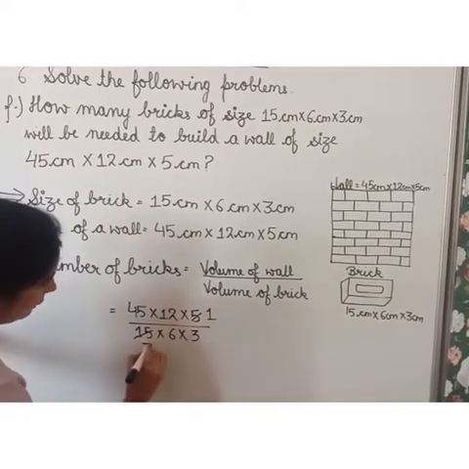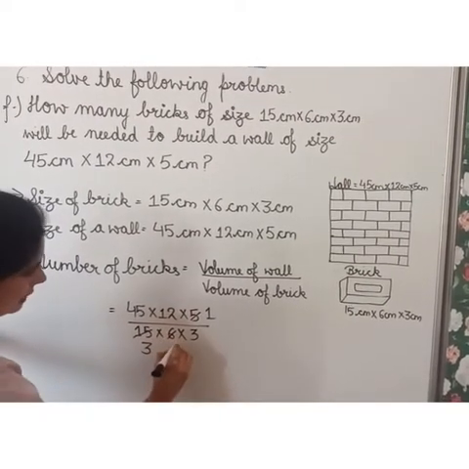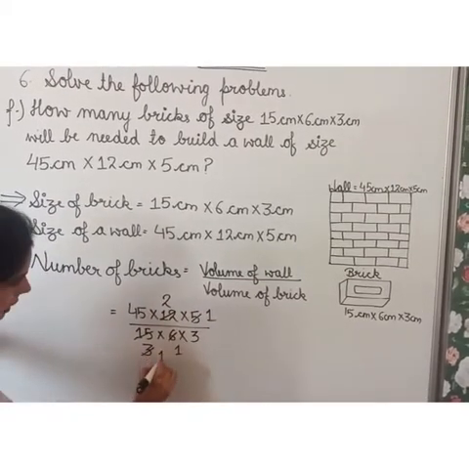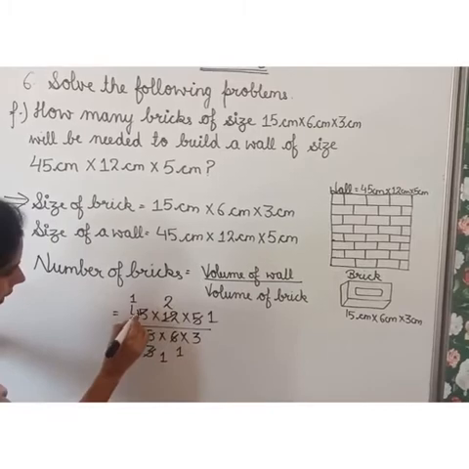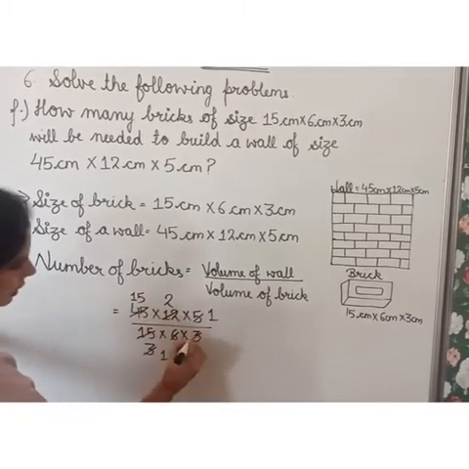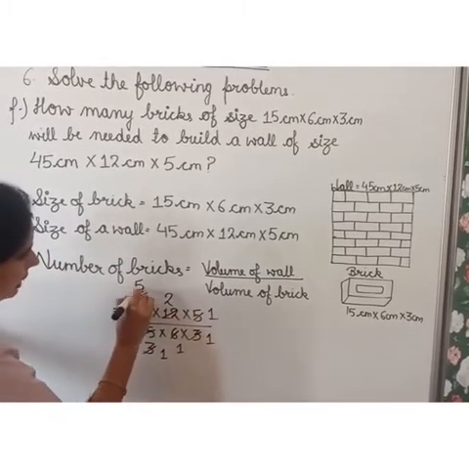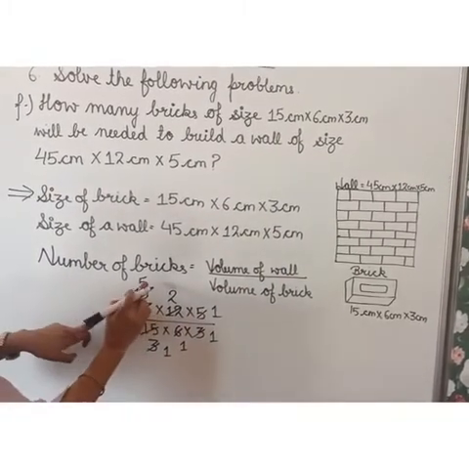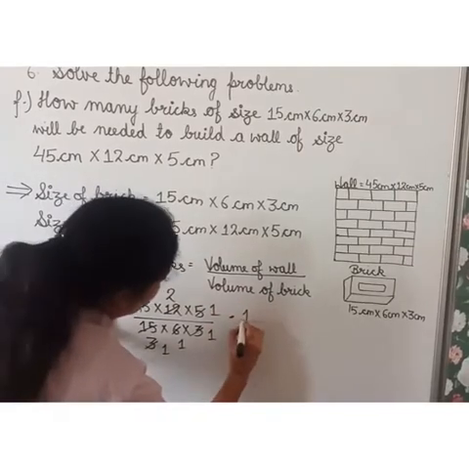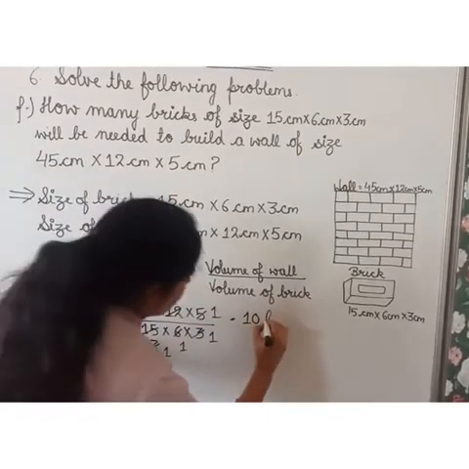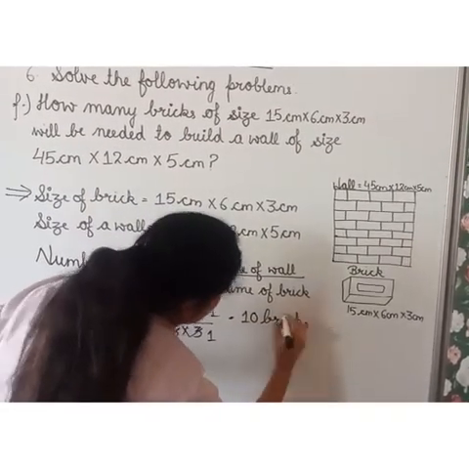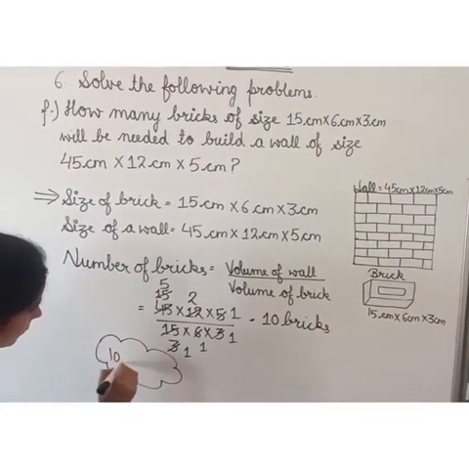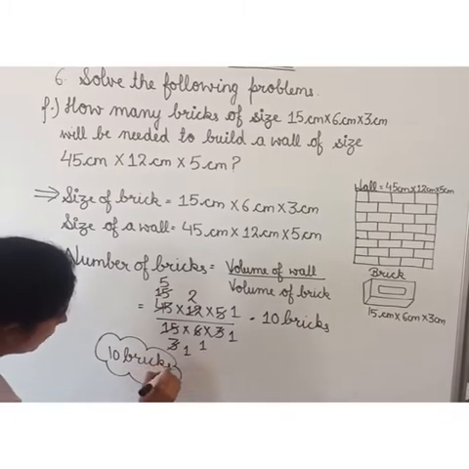5 ones are 5, 5 threes are 15. 6 ones are 6, 6 twos are 12. 3 ones are 3, 3 ones are 3, 3 fives are 15. 3 ones are 3, 3 fives are 15. All have been cut. Now multiply these two. 5 multiply 2. It is 10 bricks. So this wall is made up of 10 bricks only. That is our answer. I hope you understand it.